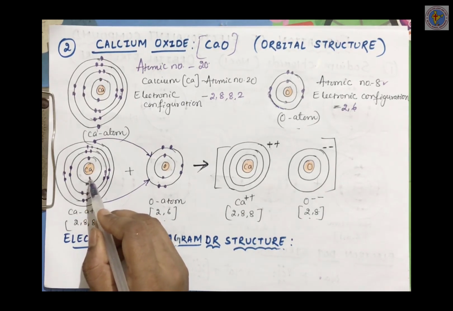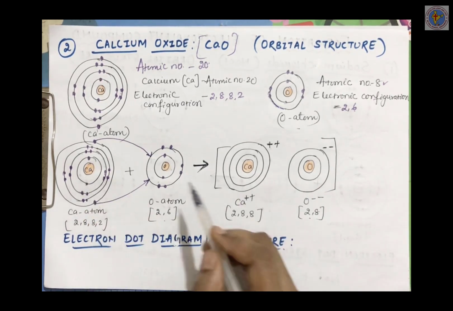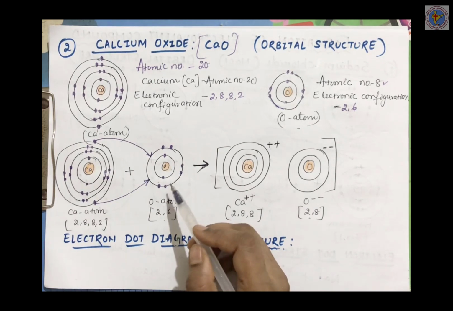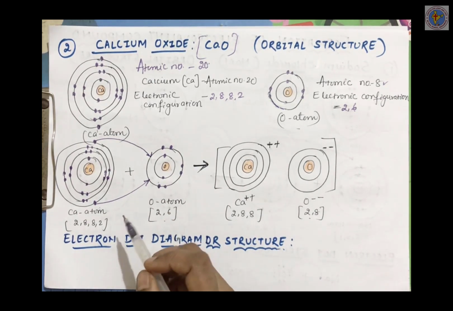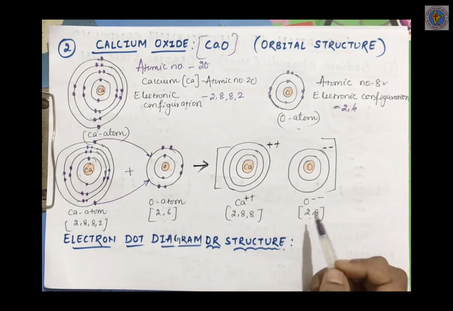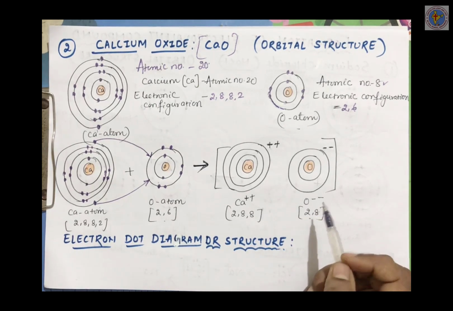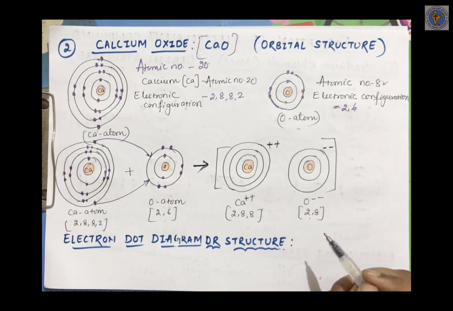Calcium ion is formed, and oxygen ion. Both calcium ion and oxygen ion we are getting. Calcium ion will form in the form of cation. Okay, cation. Why, children? Because they are losing electrons. And oxygen will form anion. Why? Because they are gaining electrons.